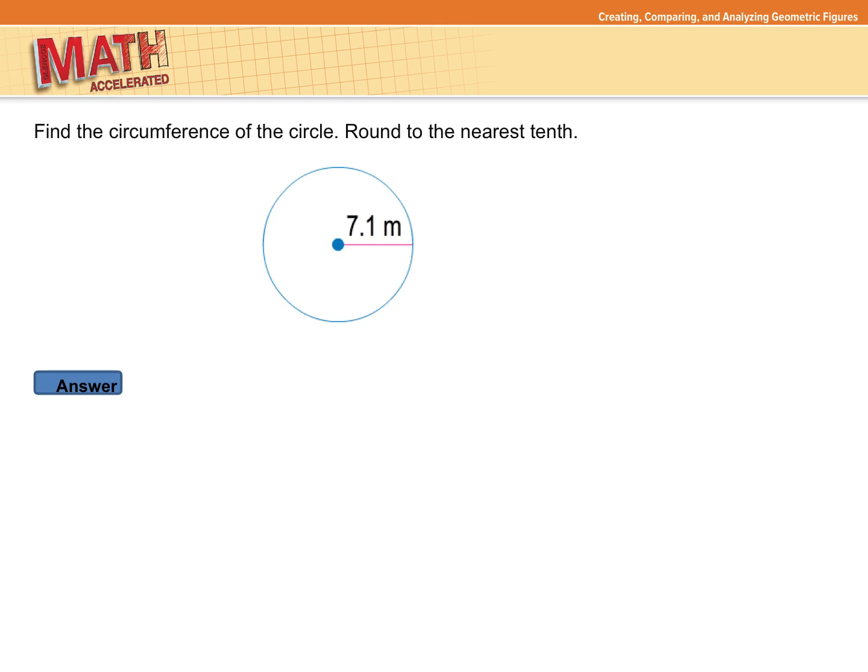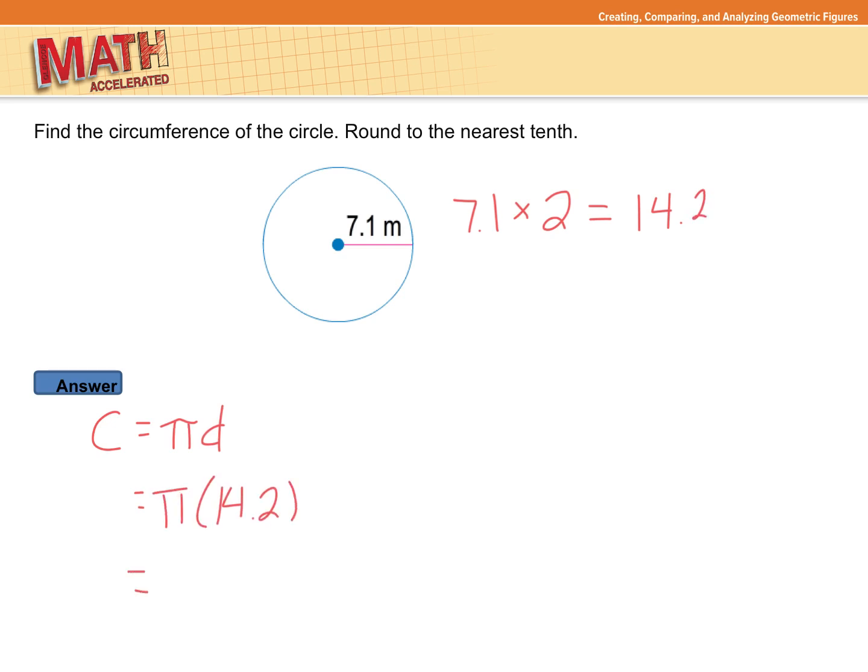All right, on this one, again, what's the circumference formula? C equals pi times diameter. Do we have the diameter? No, but can we find it? Yes, how? 7.1 times 2, or plus 7.1. Either way, what'd you guys get for the diameter? 14.2. So now we plug it in. So take pi times 14.2. What'd you guys get?